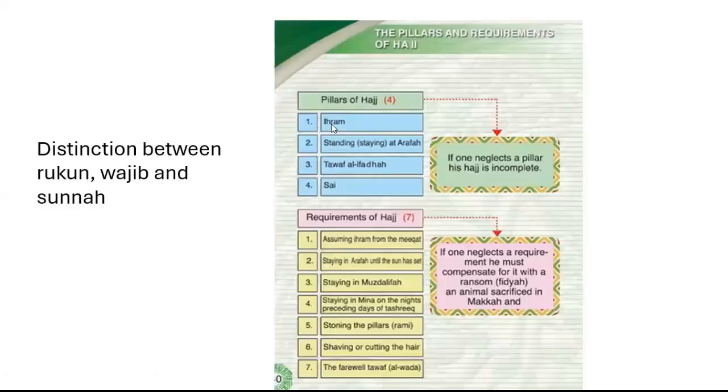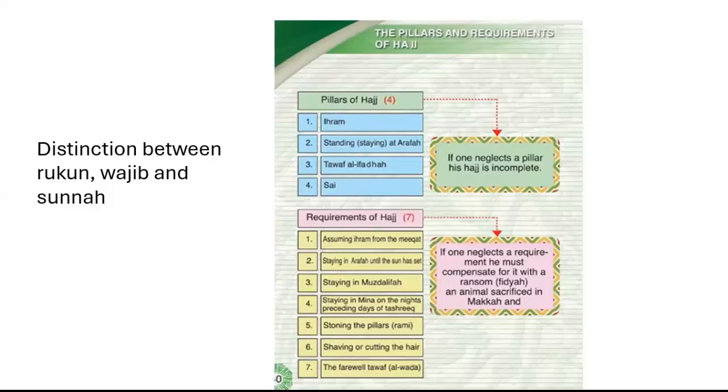These are some details on the pillars of Hajj. Alhamdulillah, they're not many. The ihram, and the ihram is not just the clothes, it is a niyyah. The niyyah and the clothing, all is part of the ihram. And standing at Arafah, and then the tawaf al-ifada, and the sa'i. So the pillars are not many, they are 4.